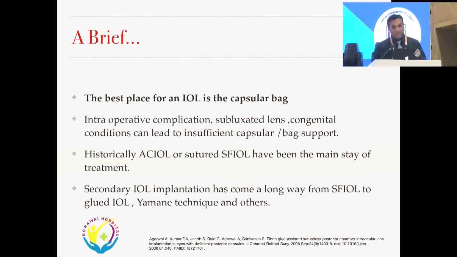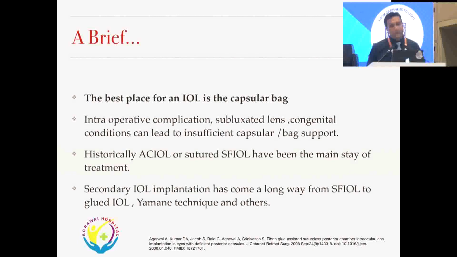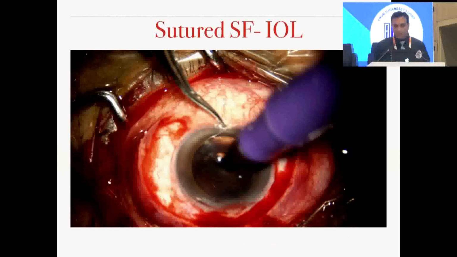Just a brief: the best place for an IOL, as we all know, is the capsular bag, but intraoperative complications and subluxated lenses can lead to insufficient capsular bag support. Historically, ACIOL and sutured SFIOL have been the mainstay of treatment. Of course, now we have many options like glued IOL and needle fixation techniques of Yamane and others. So I'll be rushing through a few videos.